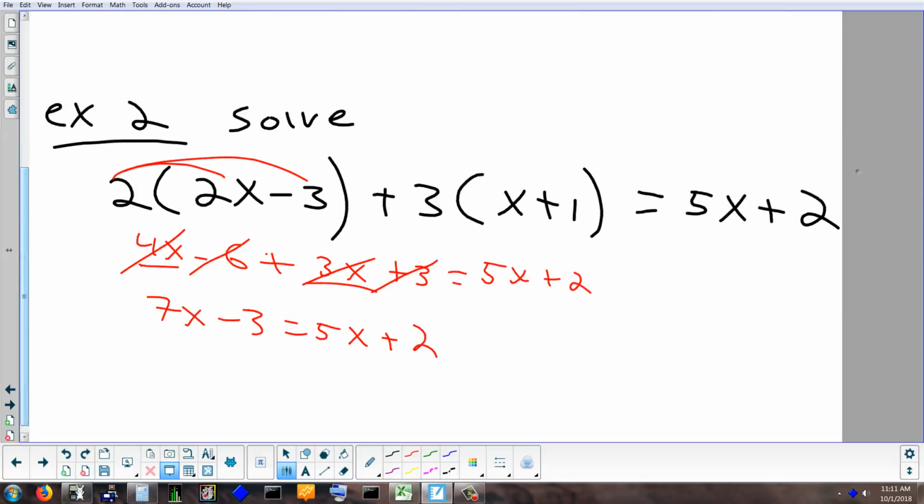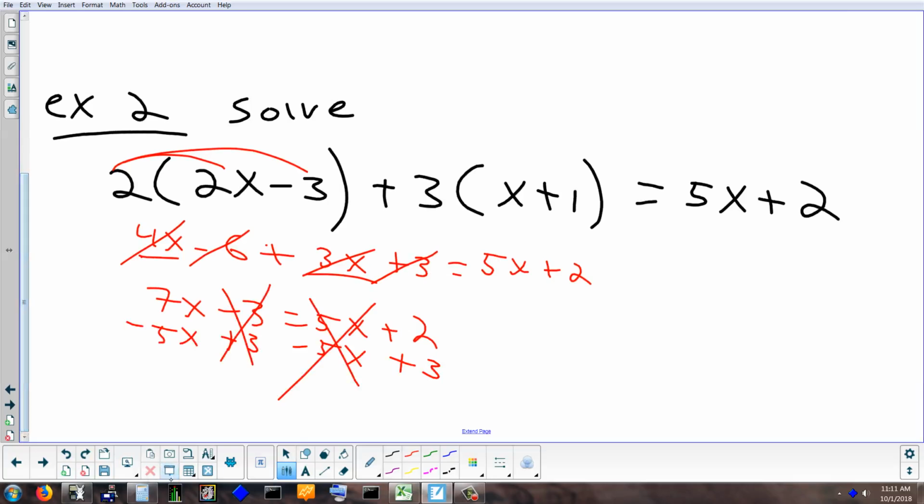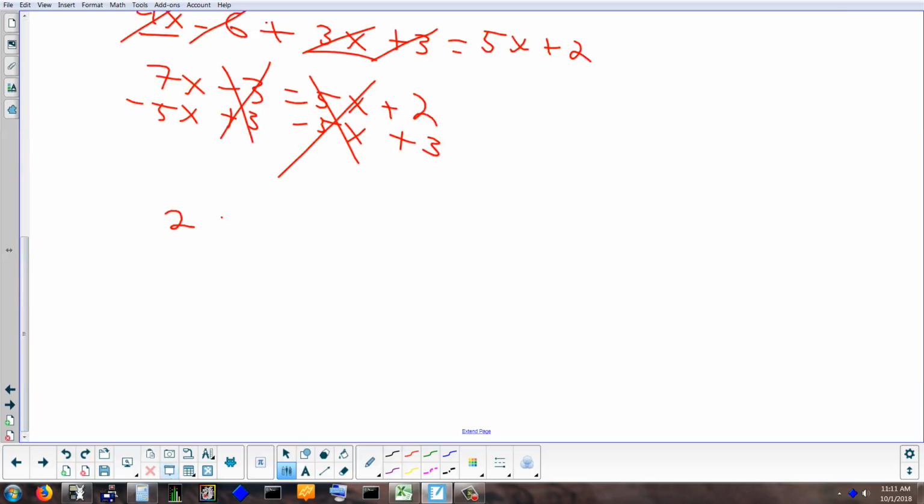All right. Now I've got to get all my x's on the same side. How would I get all my x's on the same side? Yeah, you can subtract 5x from both sides. Yep. So we could subtract 5x. And if we want, at the same time, we can add 3. So that's going to cancel the 3's. That's going to cancel the 5x's. And now I've got 2x equals 5.